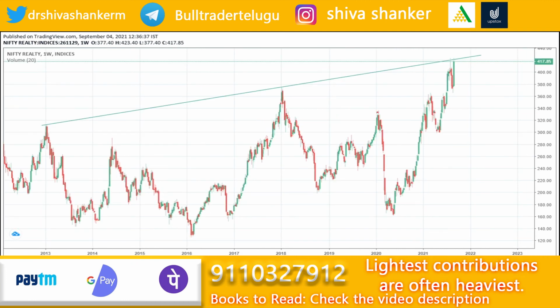And coming to the Nifty Realty, it is at its resistance point, and this long-term uptrend line has been acting for the last 4 to 5 years, and at present it is at this resistance point, and we can expect a fall from here, like a small correction or pullback. Then again we can expect an upside rally.